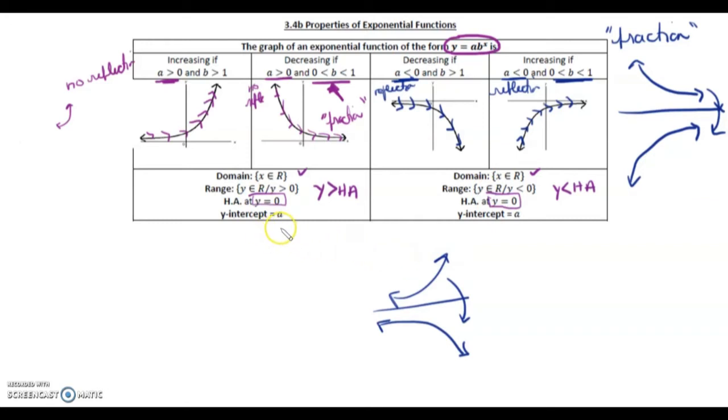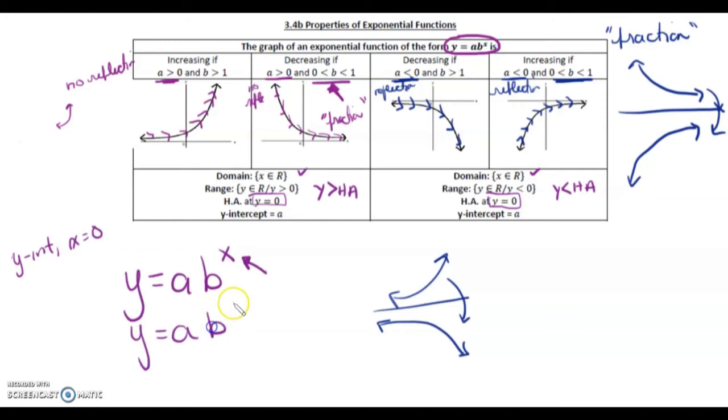And the y-intercept, so now it's going to be this a value. So if we have y equals ab to the x, and we sub in for the x for the y-intercept, so y-intercept, if you remember, we sub in x equals 0. This time, if we sub in b to the 0, which cancels to 1, our y-intercept is going to be whatever the stretch value is.